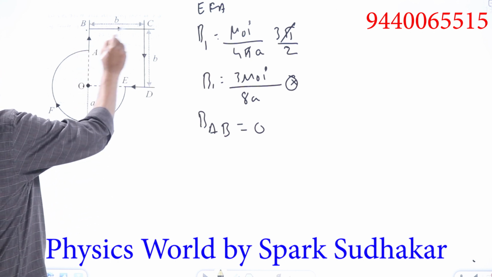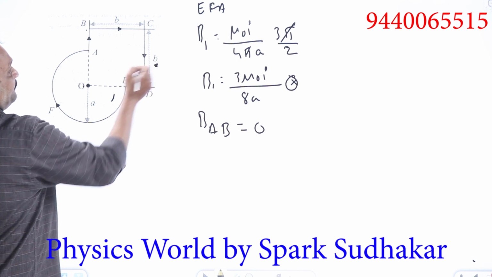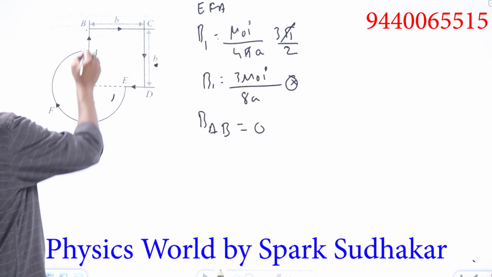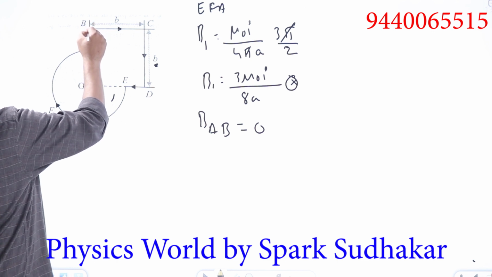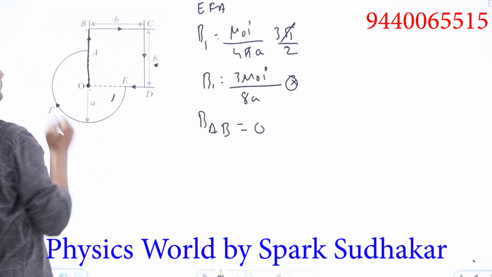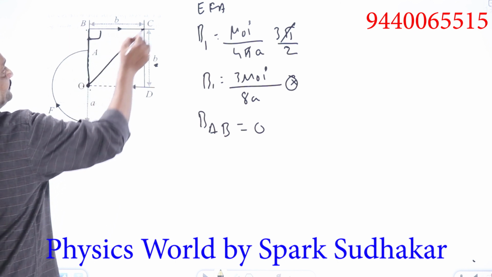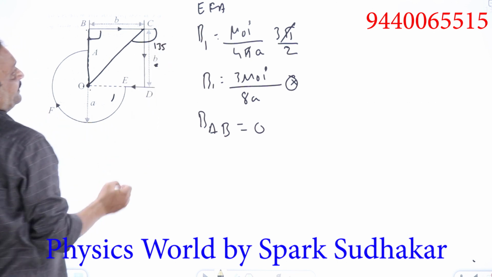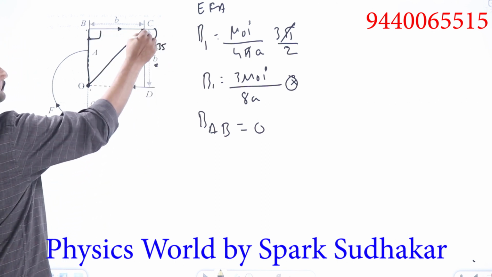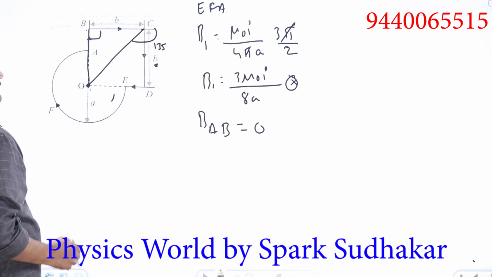Next, the magnetic field due to the segment BC. The length of the segment is B, and it is at a distance B from our center O. So what is the magnetic field due to this at a distance B? This angle theta 1 will be 90 degrees. This angle theta 2 will be 135 degrees, 90 plus 45.